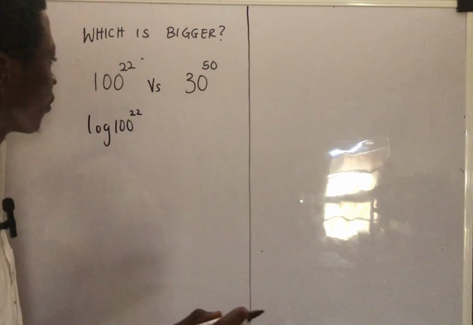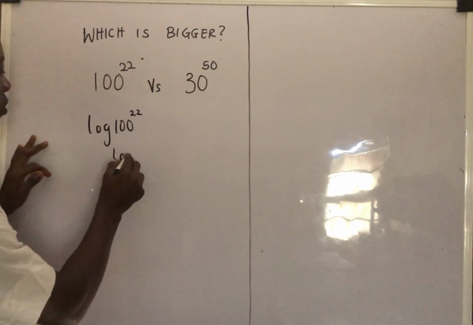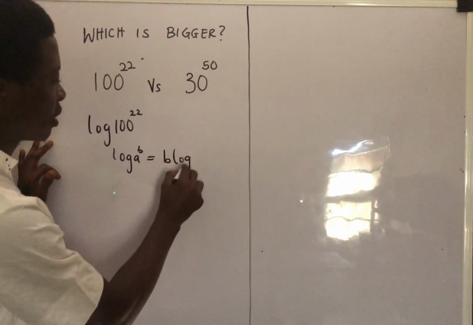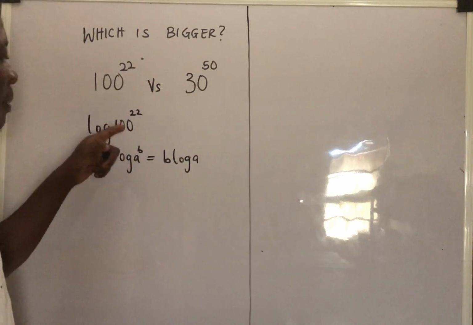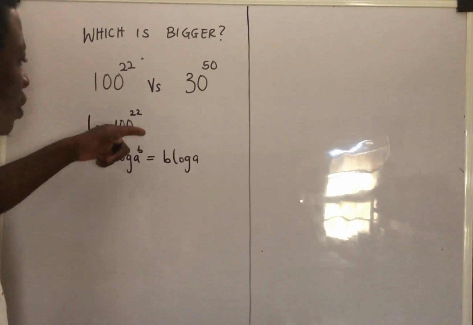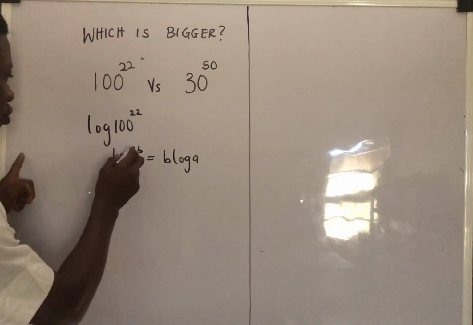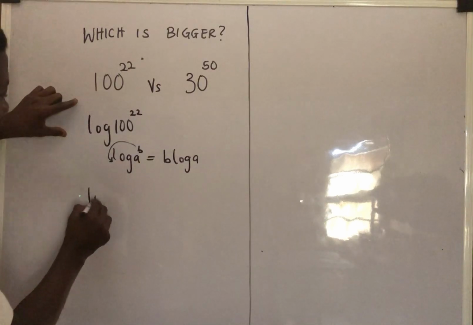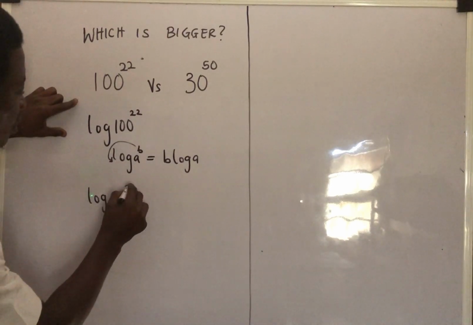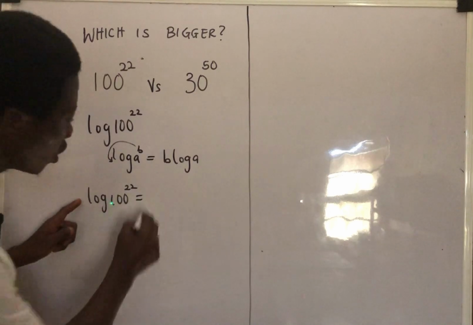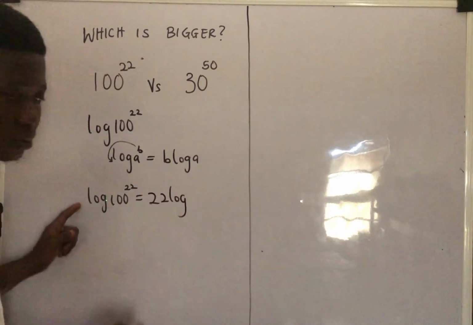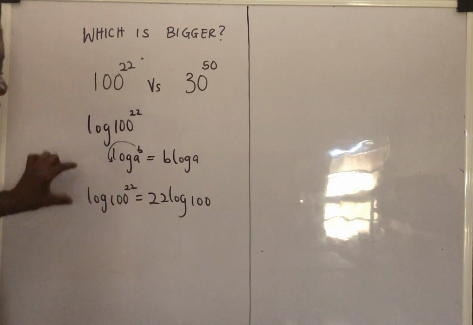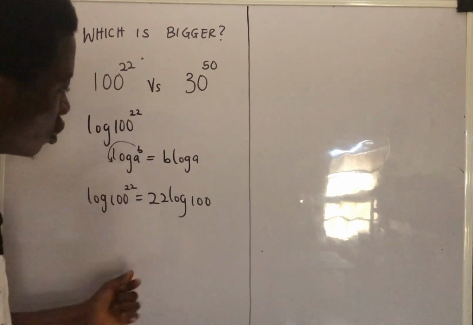And from one of the laws of logarithm, log a to the power of b is equal to b log a. That's because the power or the exponent will be multiplying the logarithm, okay? So let's do that here. We can now say log 100 to the power of 22 is equal to 22 log 100, okay?